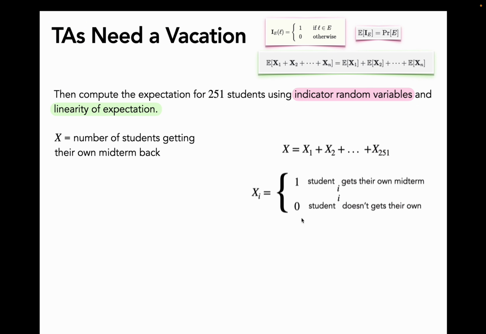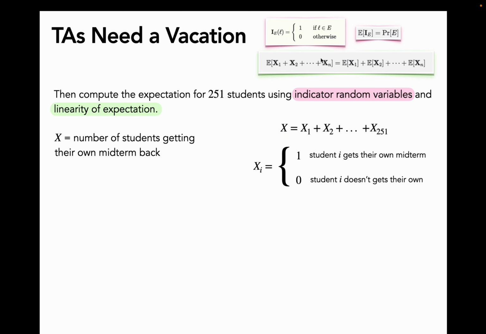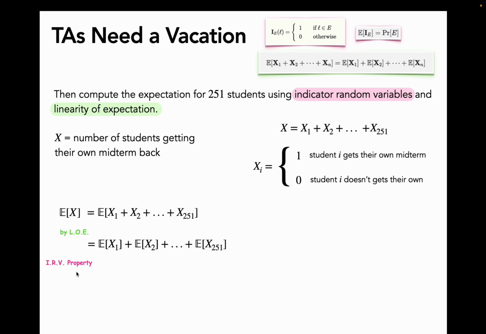Now that we've set up our definitions, let's apply them in the formulas. We want to find the expected value of X, which by our definition is just equal to the expected value of the sum of all these Xi's, and then by linearity of expectation, that's just equal to the sum of the expectation of each of the Xi's. And since each one of these Xi's are actually indicator random variables, we can replace the expectation of each Xi with the probability that student i gets their own paper.